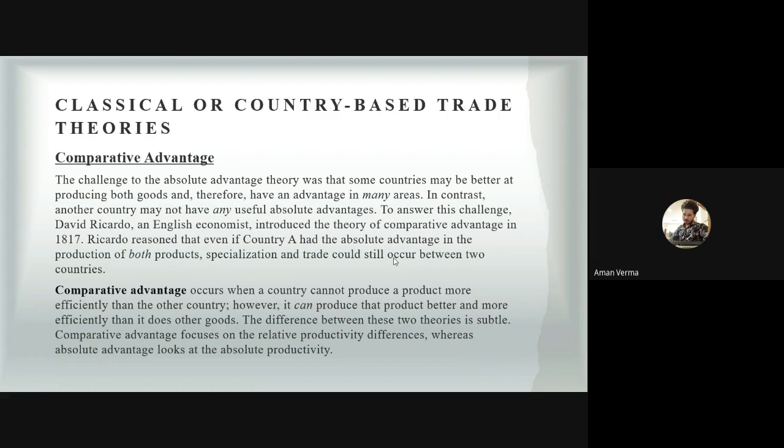Comparative advantage occurs when a country cannot produce a product more efficiently than the other country. However, it can produce that product better and more efficiently than it does other goods. The difference between these two theories is subtle. Comparative advantage focuses on the relative productivity differences, whereas absolute advantage looks at the absolute productivity.